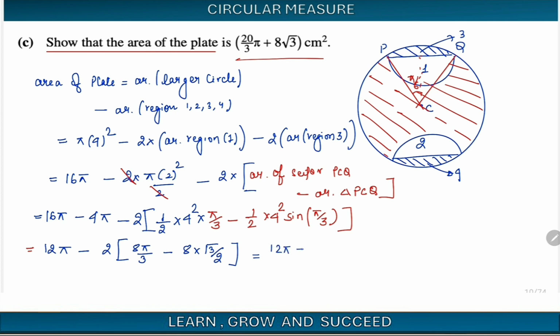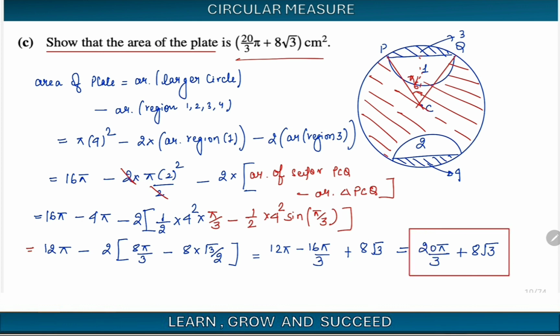12 pi minus 16 pi by 3 minus, minus plus, so this becomes plus, and 8 to the 16, 16 root 3 by 2 means 8 root 3, which finally gives us 12 3 is a 36, 36 pi minus 16 pi is 20 pi by 3 plus 8 root 3. So this is our final answer. This question was really interesting, that's why I solved this question. Let's move to the next question.